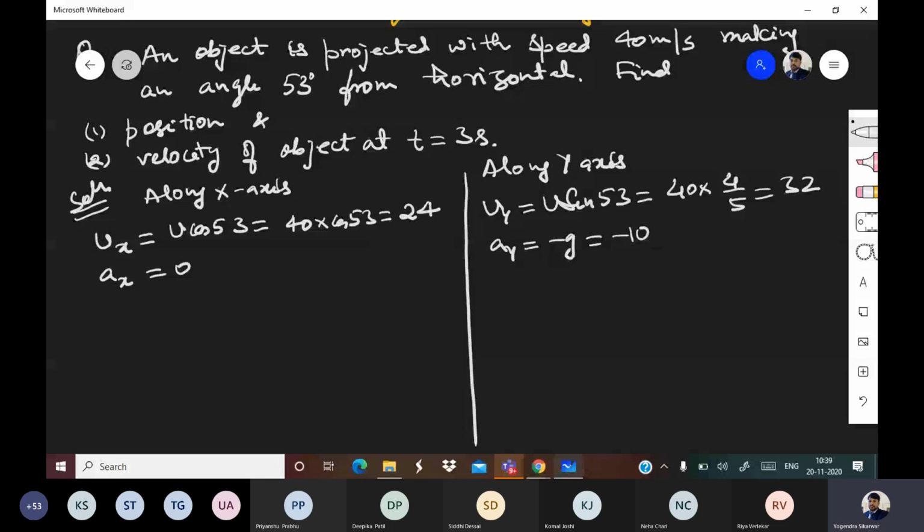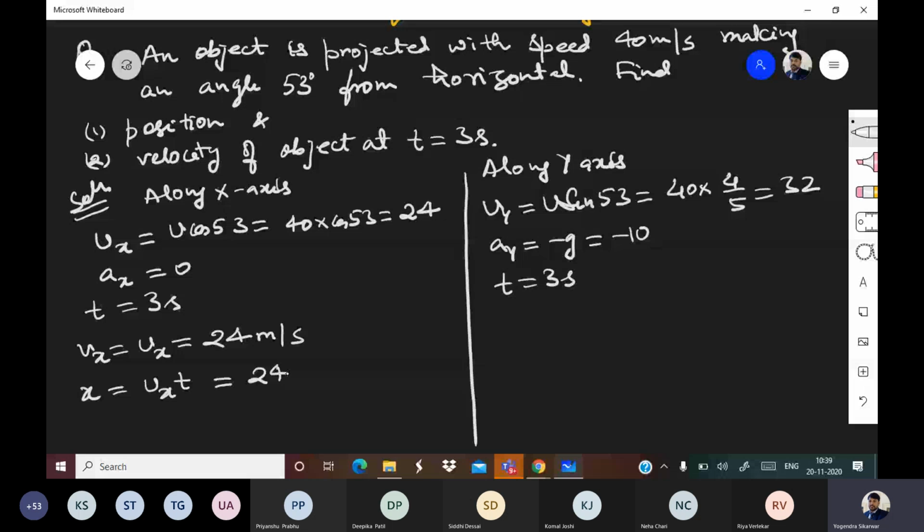T is equal to 3 seconds. Okay. So Vx is equal to Ux is equal to 24. Nobody can change it. Alright. Now x will be how much? Ux into T. Ux is 24 into 3 is equal to 72. Now let us talk about Vy.